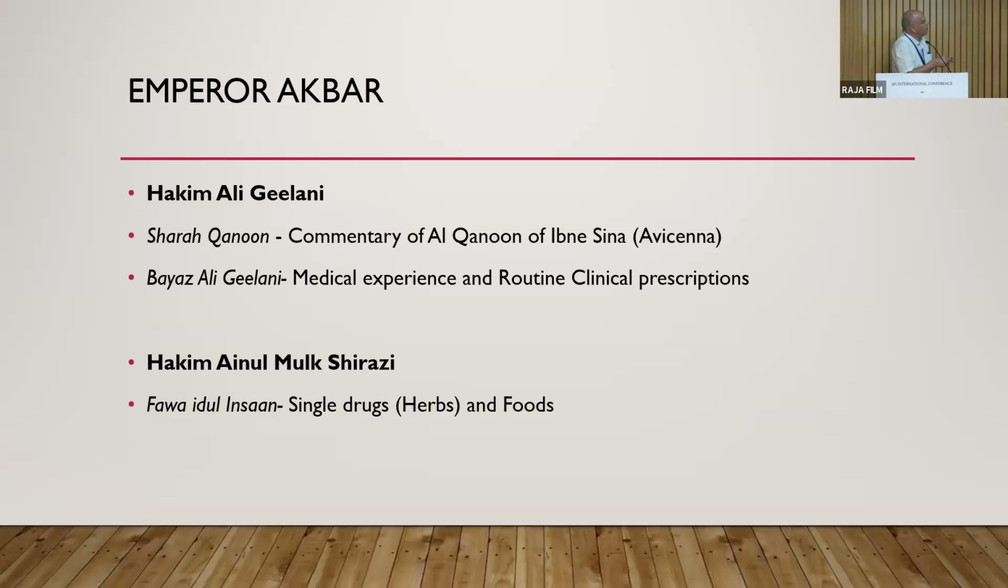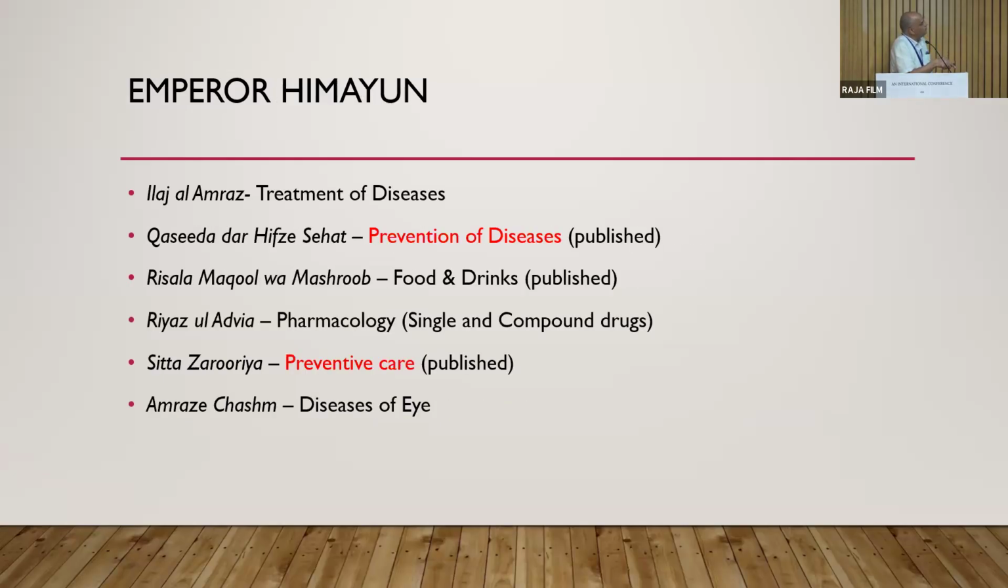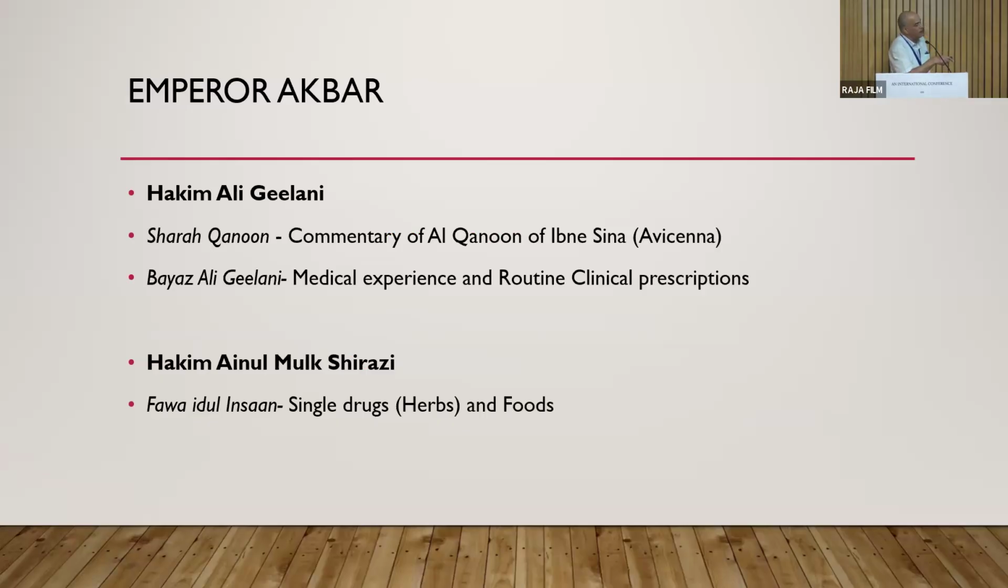So this was during Emperor Humayun. Then during the period of Akbar, Hakim Ali Gilani, a very important physician, wrote Sharh Qanun. Qanun is the book of Ibn Sina, the Canon of Medicine, and Sharh means commentary. The commentary was written by this Hakim Ali Gilani. He was the second person to write a full commentary of the Al-Qanun. Earlier, it was written, as I remember, probably by Alauddin Karshi. This was the second person.